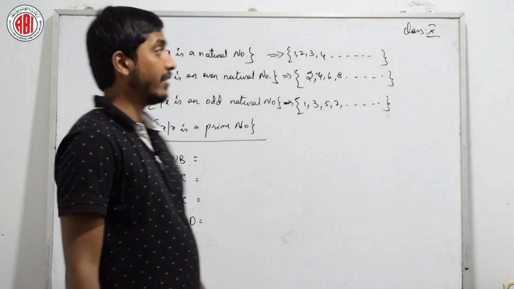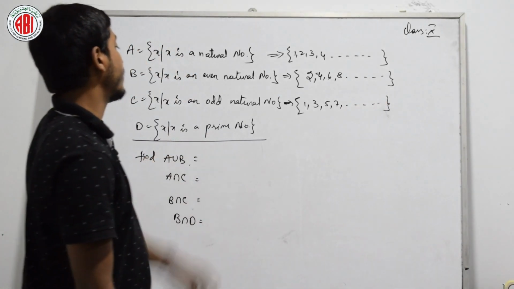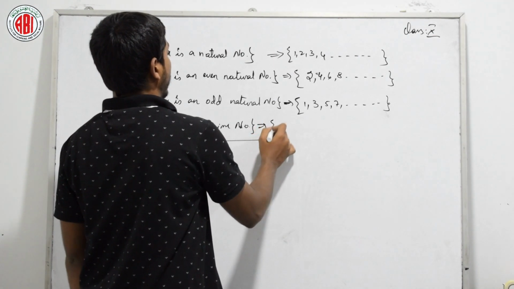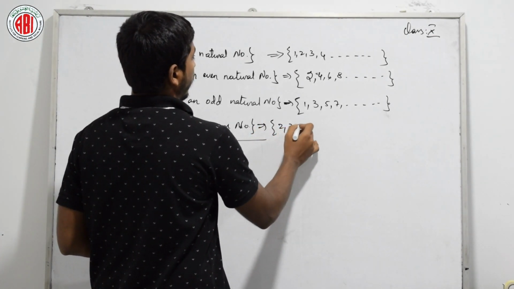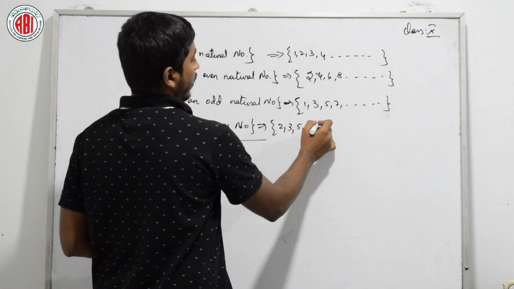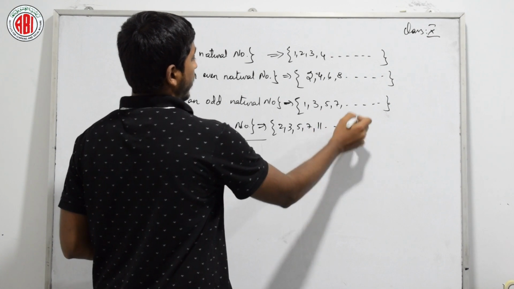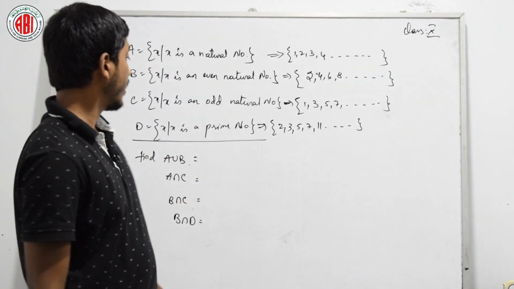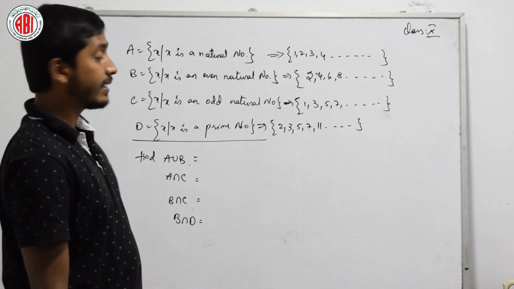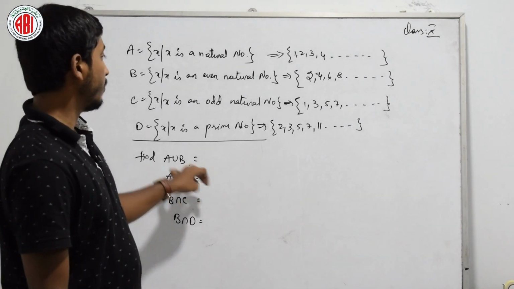Is it clear? And the next is x such that x is a prime number. What are the prime numbers? 2, 3, 5, 7, 11 and so on. These are the different prime numbers. Is it right? Now he is asking us to find these sets, that is A union B.